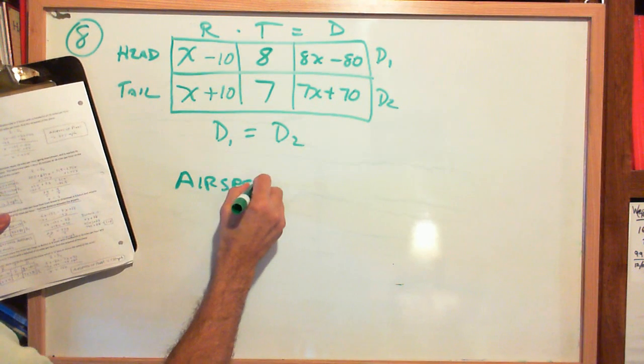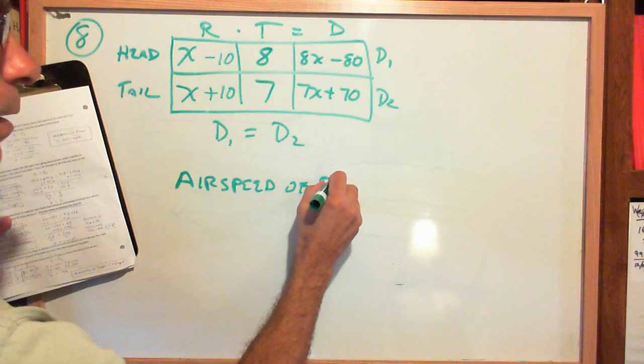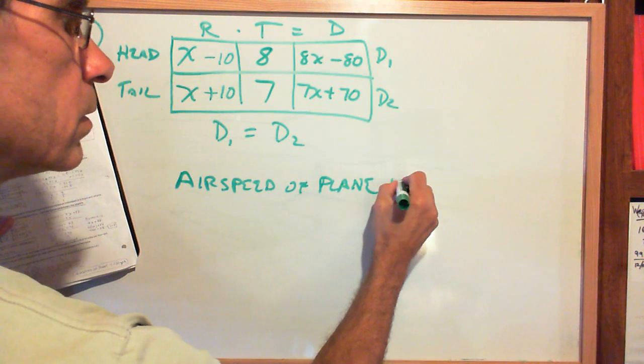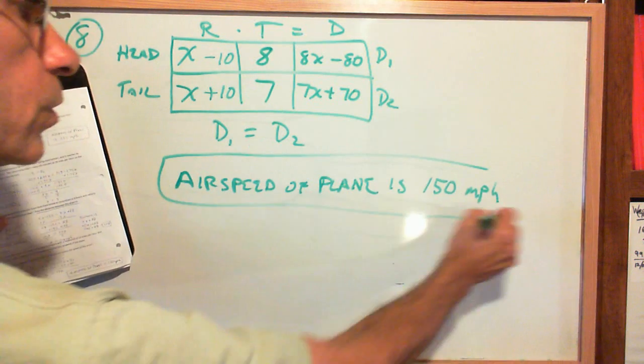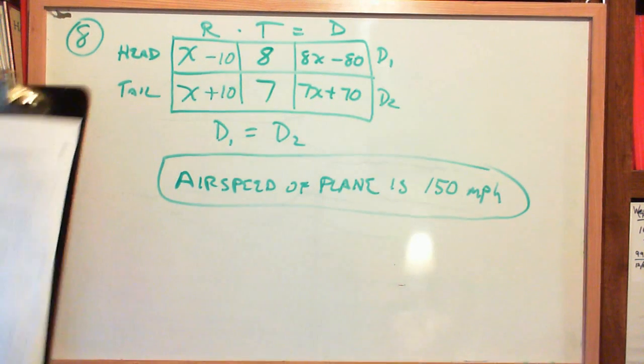Airspeed of plane is 150 miles per hour. Put your box around it and you are officially done.